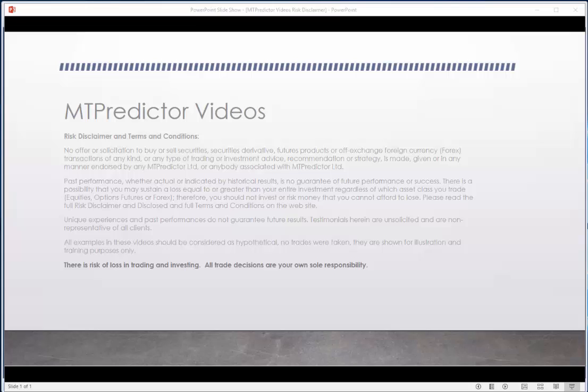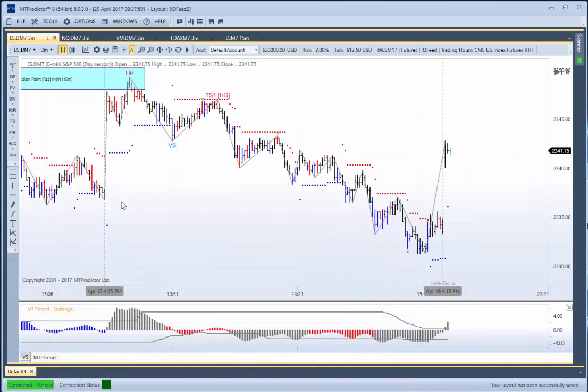In today's MTPredictor video, I'd like to look at our new Holy Grail trade setup that we have in our new MTPredictor 8 version. But as usual, let's start with our risk disclaimer and just remind everyone that all examples in these videos should be considered as hypothetical. No trades were taken. They're shown for illustration and trading purposes only. Remind you all there's risk of loss in trading and investing. We'll be looking at some losing trades in today's video as well, and remind you that all trade decisions are your own sole responsibility. Right, let's go and have a look at the ES on a 3-minute chart from yesterday.